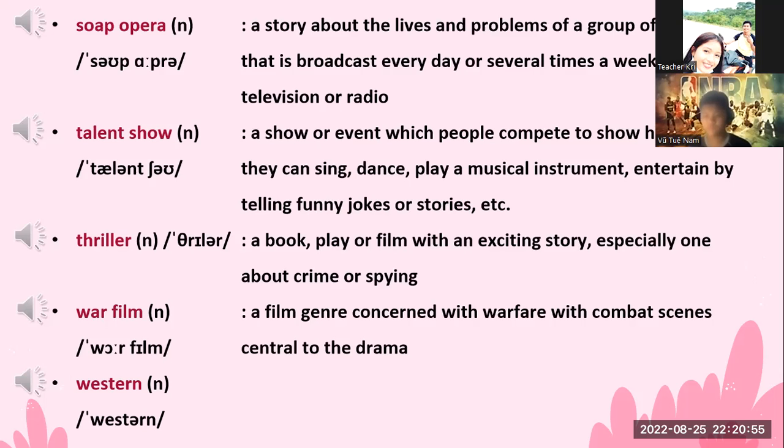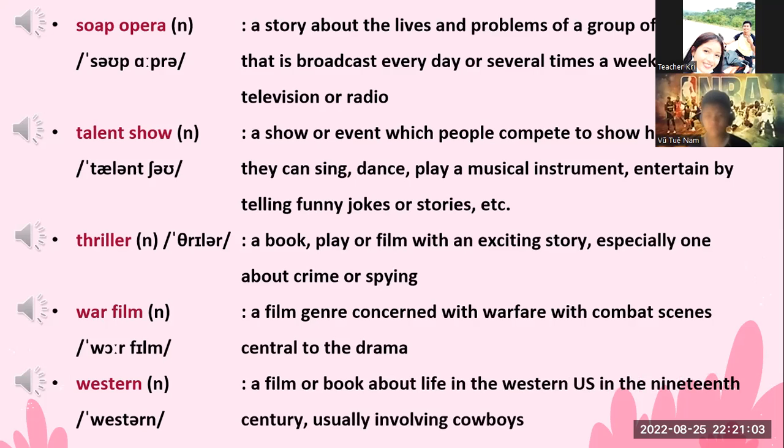Okay, next word is western. Western means a film or book about life in the western US in the 19th century, usually involving cowboys. It's 19th century.